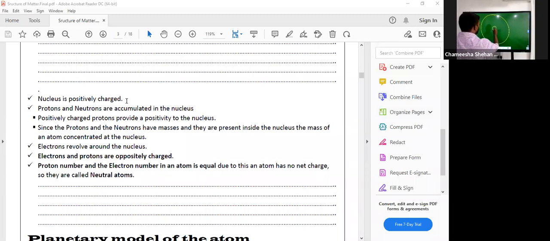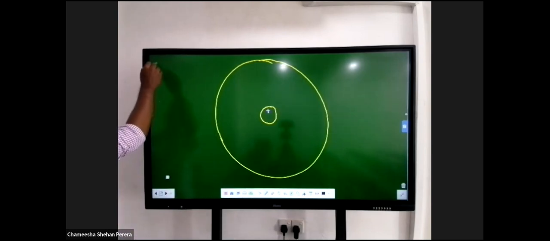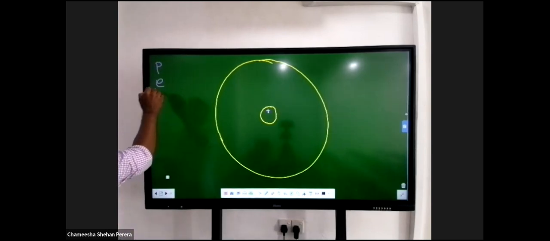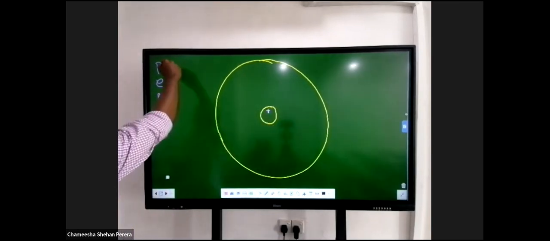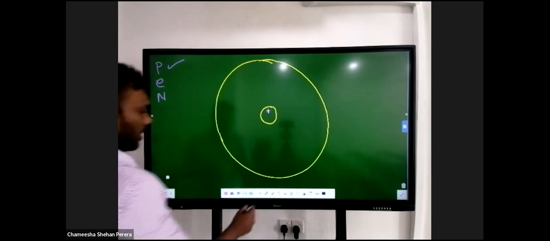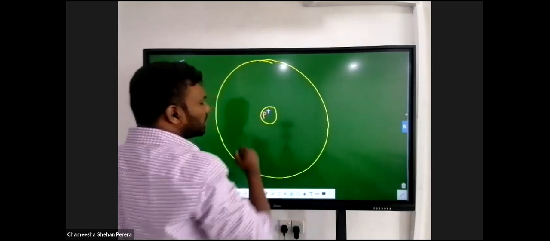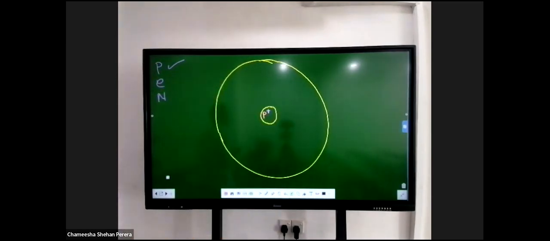Okay, agreed. Positively charged. So now you can imagine what could possibly be seen in the nucleus. Among the subatomic particles we know, protons, electrons, and neutrons, if the nucleus is positively charged, you can definitely understand protons must be present inside the nucleus. So we can mention that the protons are inside, because we already know it.